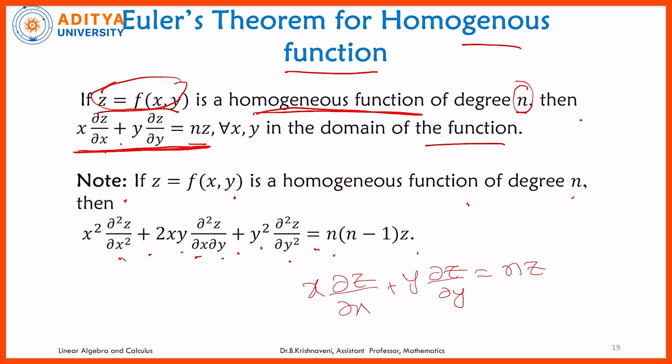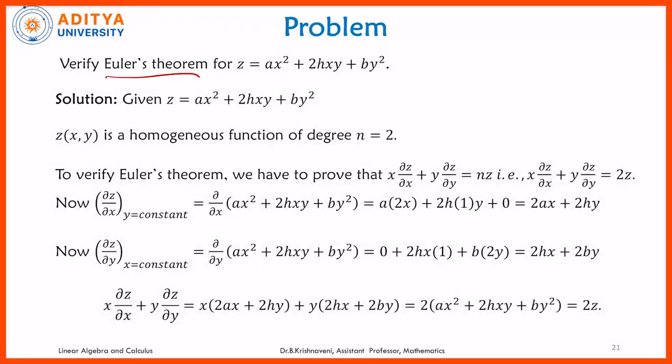Now, the question is about verification. In order to verify Euler's theorem, you have to show that LHS is equal to RHS. Here the function is z, and we first need to verify whether it is homogeneous or not. So, check whether it is homogeneous or not. If we take kx, ky instead of x, y, you will definitely get that it is a homogeneous function of degree 2.